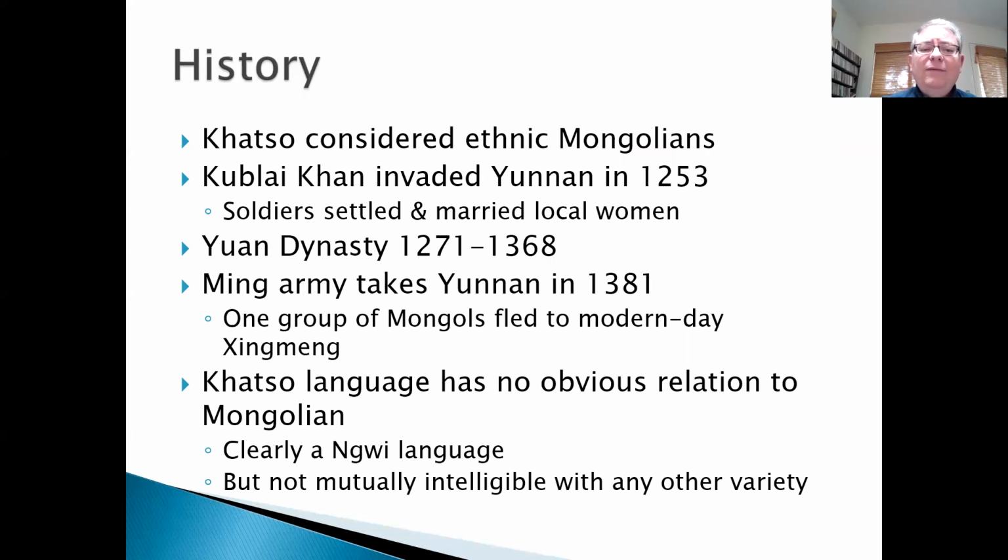Now, even though ethnically they are Mongolian or part Mongolian, the language has nothing to do with the Mongolian language family at all. It's definitely 100% Ngui, as far as we can tell. No matter how you slice or dice the data, that's what we come up with. But it's also not mutually intelligible with any other Ngui language. And there are a number of Ngui villages all around them, and they do not understand each other at all. And they do have a fair amount of contact.